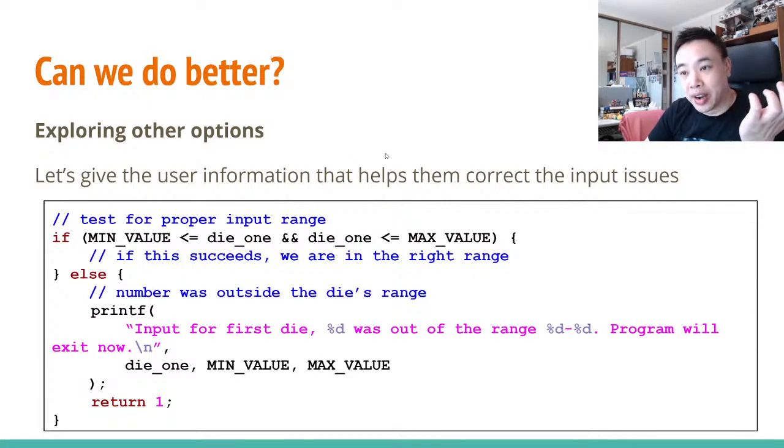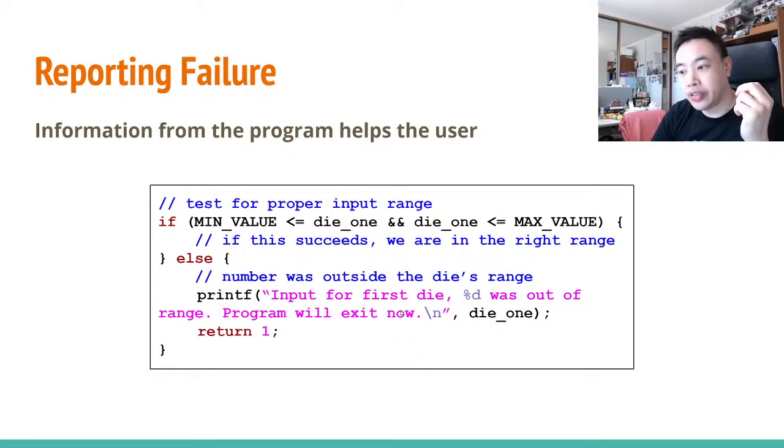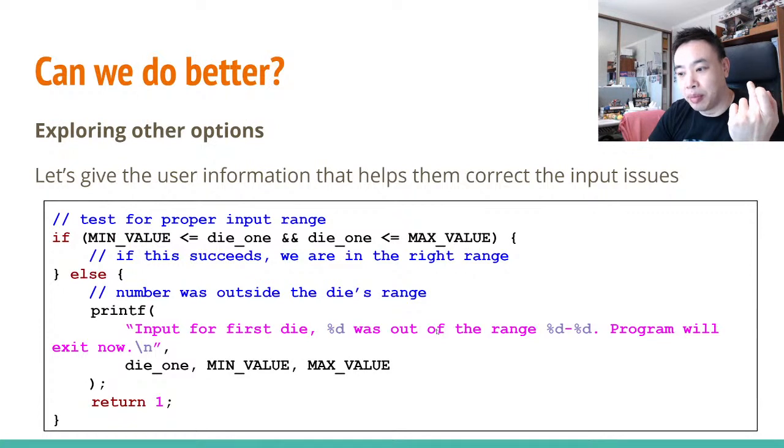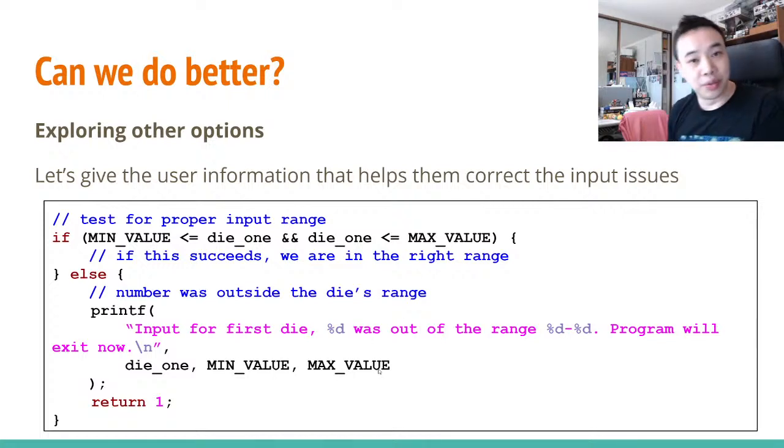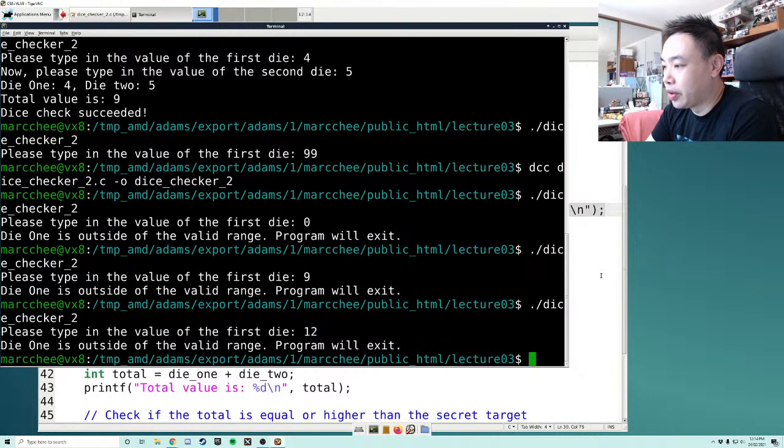So the question is, can we do better? Rather than just saying that it was out of range, let's use what we know of things like min value and max value to give the user information on exactly what they can type in next time they try this to get it right. So this is a long printf and it's going over multiple lines. I'll show you that in a second. It has 3 numbers in it. One of them is the value that they typed in, and the other two are the min and max range that they should be using. With that much information, we should be able to tell the user how this should have worked. Let's go into the code and actually change that.